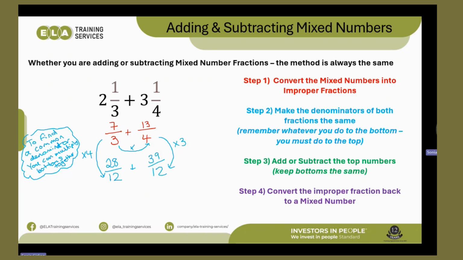Now, what you could also do to remember that step here is know that you're multiplying each fraction by the opposite denominator. So notice here, we are multiplying this side by 4, the opposite, and we're multiplying this side by 3, the opposite. So now, as before, we're going to add. So 28 add 39, we're left with 67 over 12.